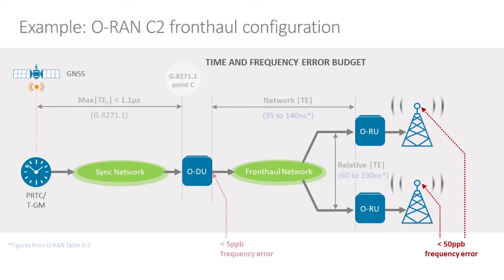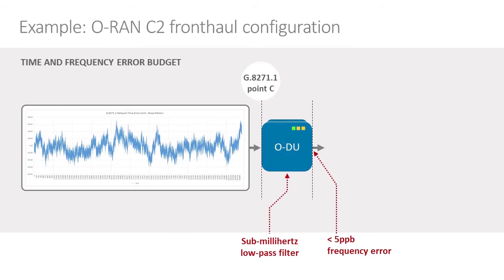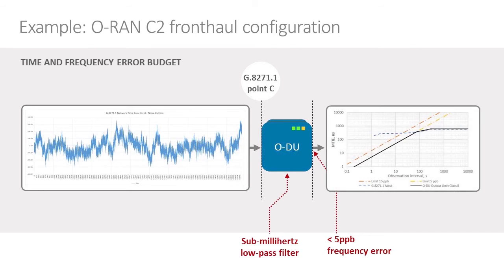So for the ODU itself, that output is going to have a specification for the frequency error that it can contribute. So in terms of timing performance, one of the key things that this ODU is going to need to do is to apply correctly a sub-millihertz low-pass filter. That input network, that input timing performance meeting that ITU-T requirement, it's actually going to be a noise pattern there, so that ODU is going to be able to tolerate that. And then on that output, again, we've got that requirement. So an example being the 5 part per billion frequency error requirement.